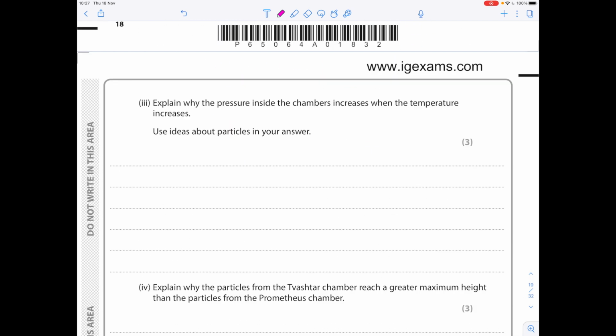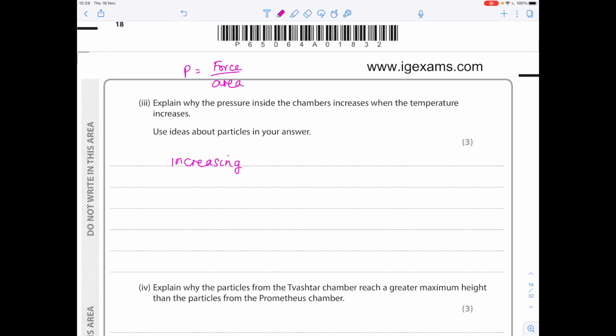Explain why the pressure inside the chambers increases when the temperature increases. Use ideas about particles in your answer. So when the temperature increases, the particles have more kinetic energy, so they collide with the walls both more frequently but also much harder, which means that the force increases, and again, according to that equation, therefore pressure will be greater.